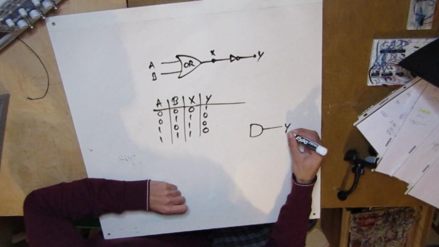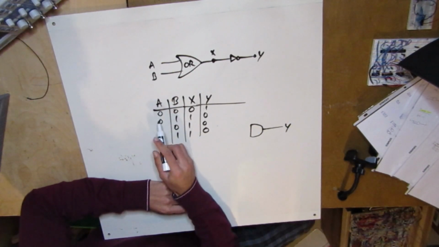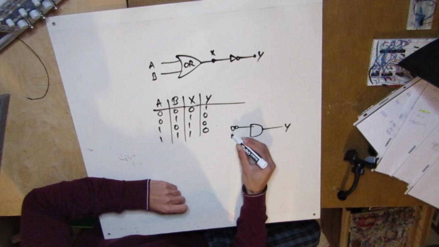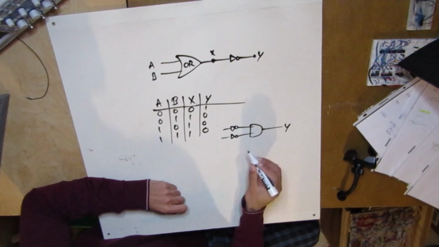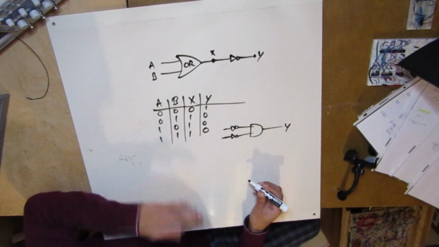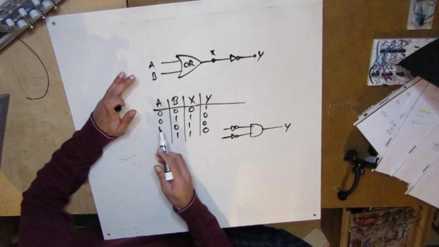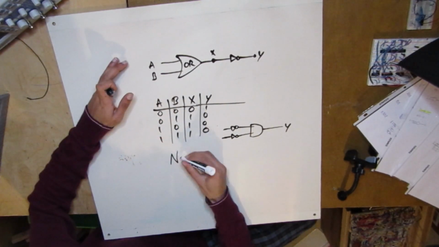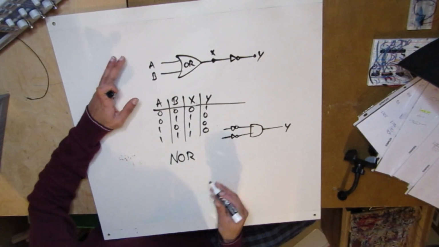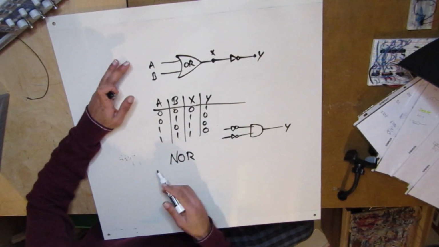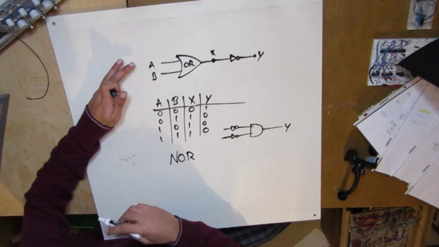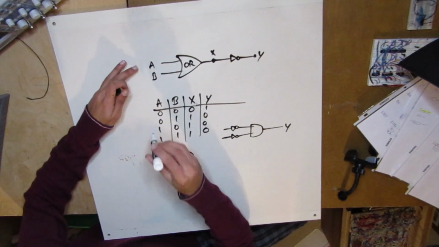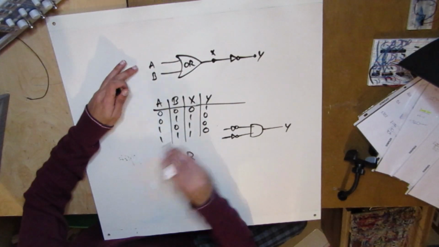We have the output Y. But look, what if I add inverters to represent that I'm looking for a 0? These inverters are going to be looking for a 0. So this gate, we call it a NOR gate, not OR. So the NOR gate is just telling us that we want to use AND logic, but we're inverting the input. So we're looking for, if both inputs are 0, then it's a 1.